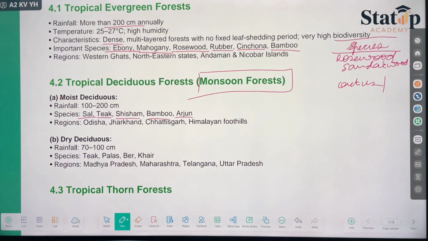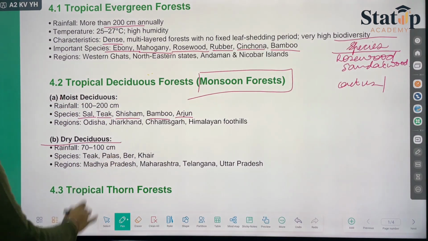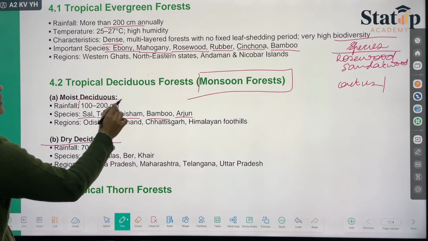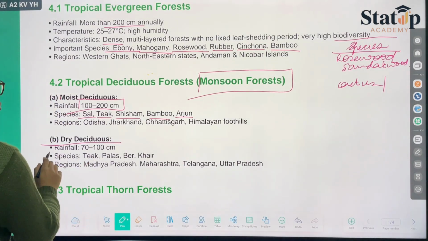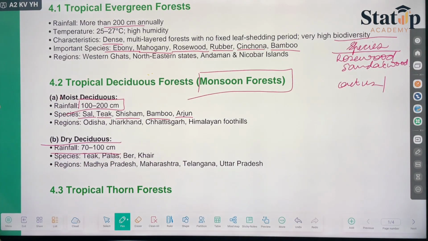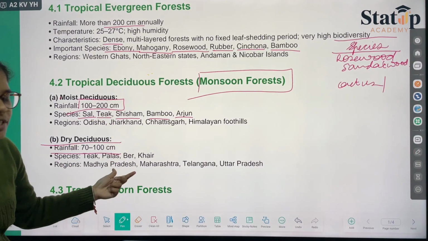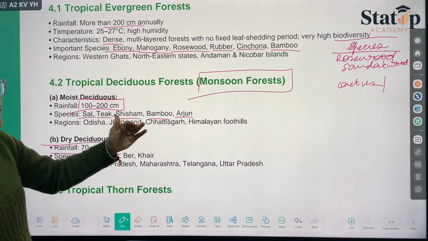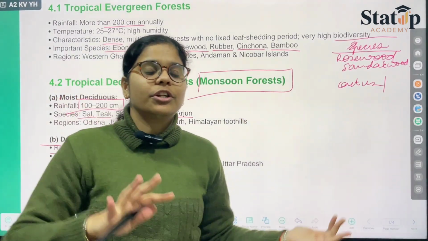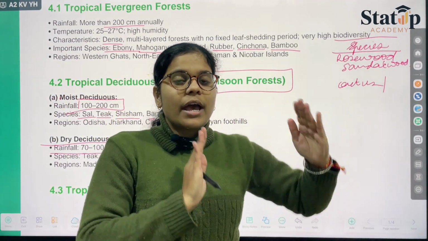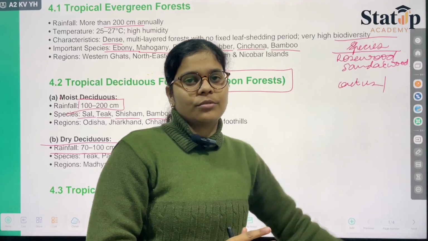All right. Then we have the dry deciduous. The rainfall range has to be learned: it will have 70 to 100. And again, those same species are found. But here we can say the places have changed, because the variation in rainfall comes along as you change the location.